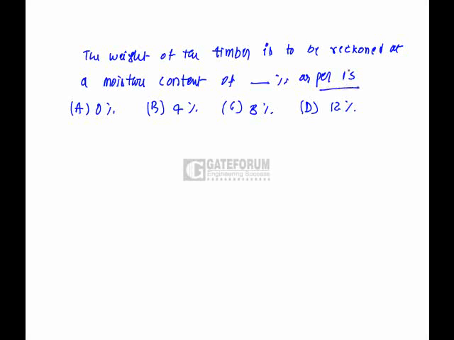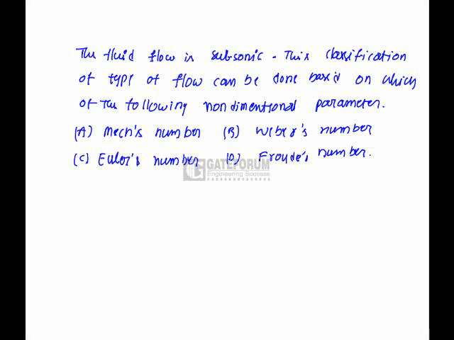For IS we have to choose the option from the following. Weight of the timber is to be reoccurrent at a moisture content of, as per IS, it is about 12%. So option D is correct. The fluid flow is subsonic. This classification of type of flow can be done based on which of the following non-dimensional parameter. If the fluid flow is subsonic, the classification should be based on Mach's number, a non-dimensional parameter which is used to find out the type of classification of the flow. So option A is correct.